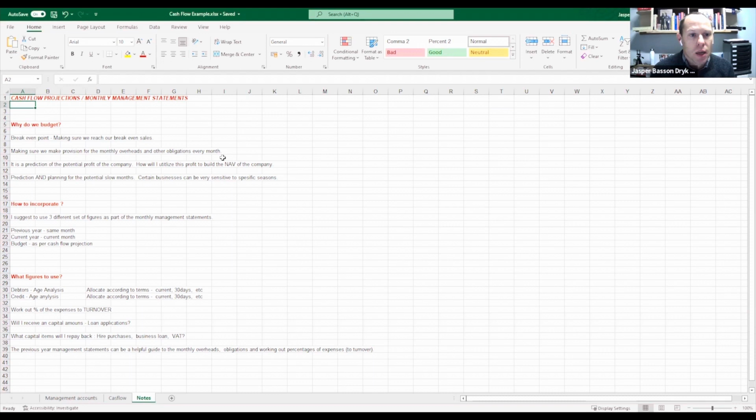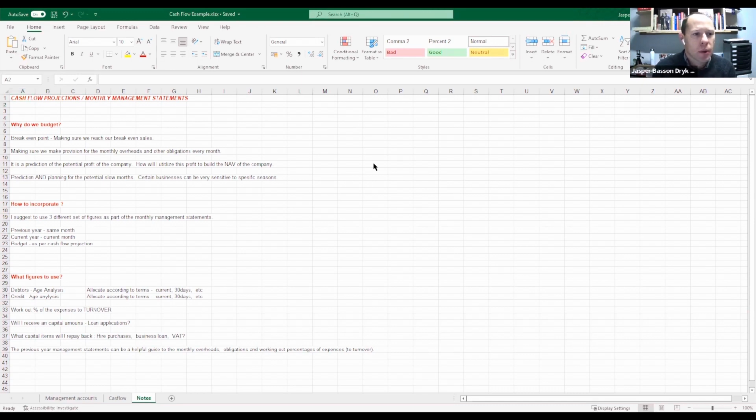Certain businesses can be very sensitive to a specific season. If you have very high seasons and very low seasons, and some industries are very bound to that, then we need to make provision in the budget for the better months, and also for the slower months. Have a specific plan of where I would put some extra cash, into a call account or shares or whatever the case may be for my company, to make sure I can tap into that in the slower months.